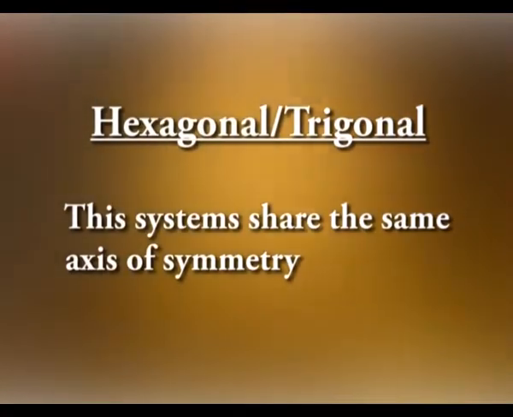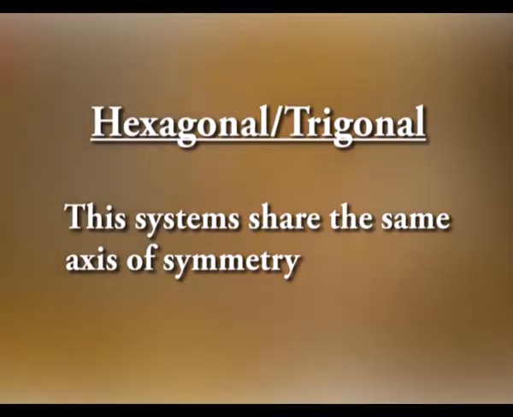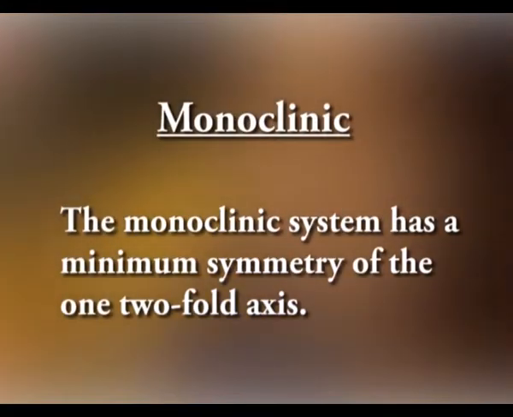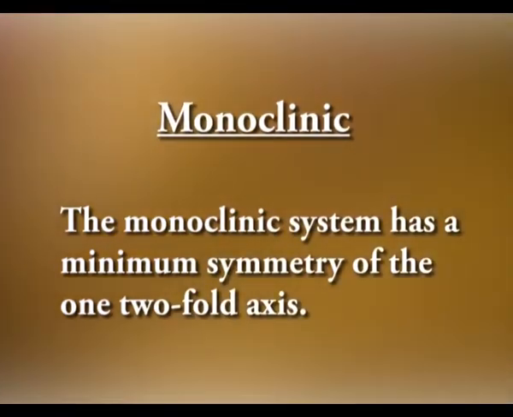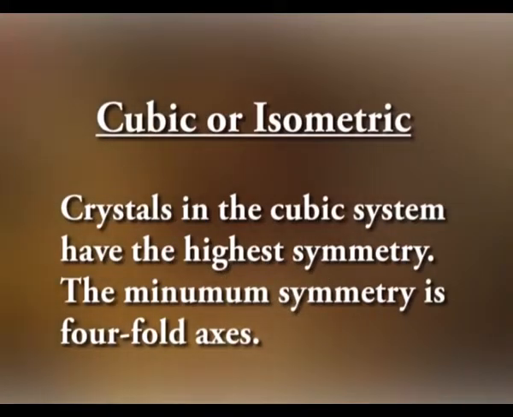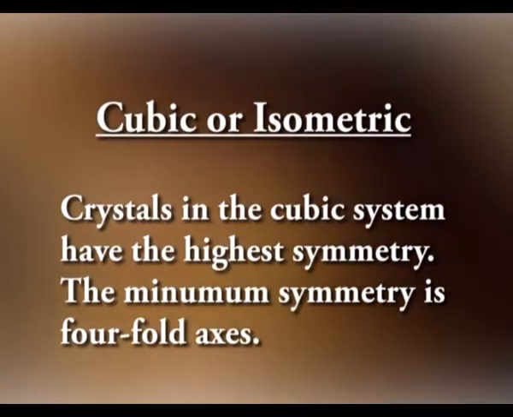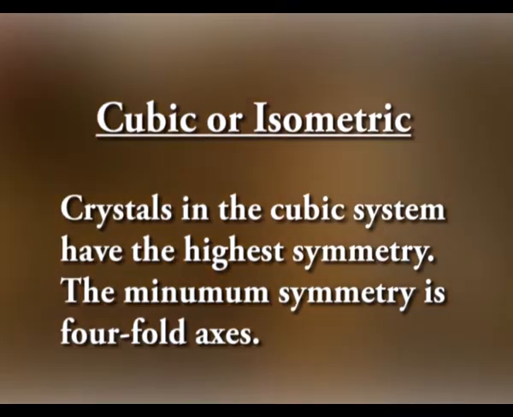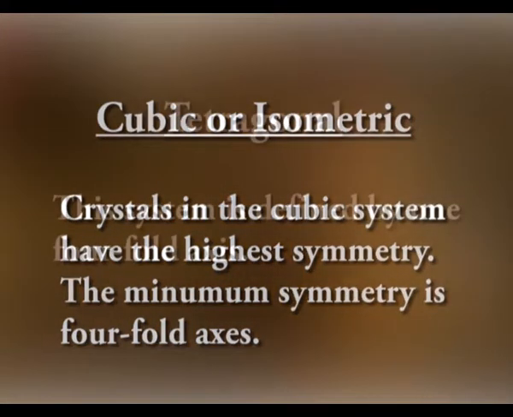First, hexagonal or trigonal. This system shares the same axis of symmetry. Second, monoclinic. The monoclinic system has a minimum symmetry of the 1-2-fold axis. Third, cubic or isometric. Crystals in the cubic system have the highest symmetry. The minimum symmetry is 4-fold axis.